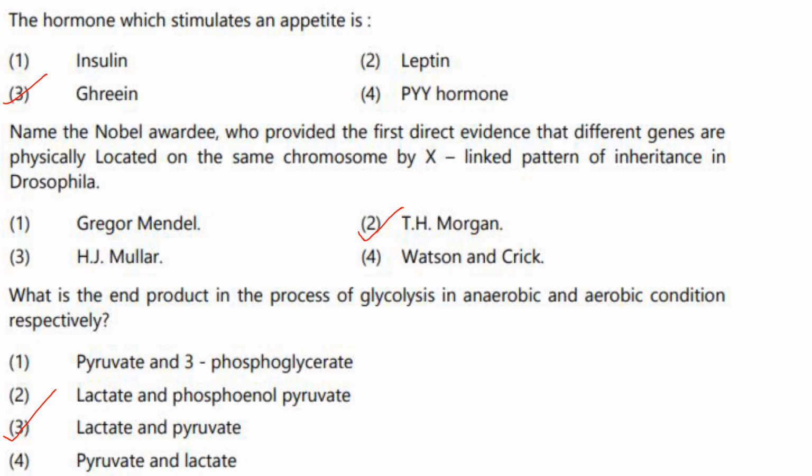Then next one. Name the Nobel awardee who provided the first direct evidence that different genes are physically located on the same chromosome by X-linked pattern of inheritance in Drosophila. So in Drosophila it was T.H. Morgan. Answer is option 2. What is the end product in the process of glycolysis in anaerobic and aerobic condition respectively? So under anaerobic condition you get either alcohol or lactate, and under aerobic condition you get pyruvate. So alcohol is not given in the option, it is lactate and pyruvate. Answer is option 3.